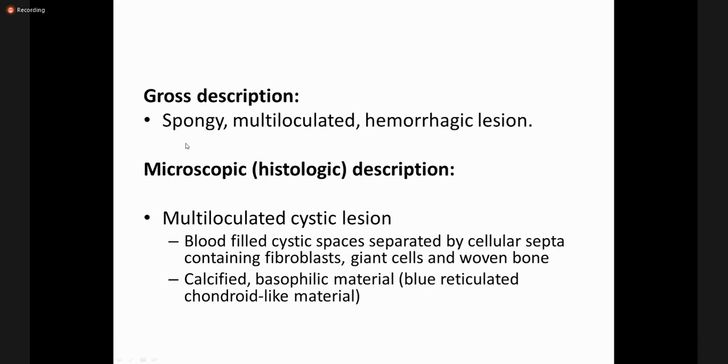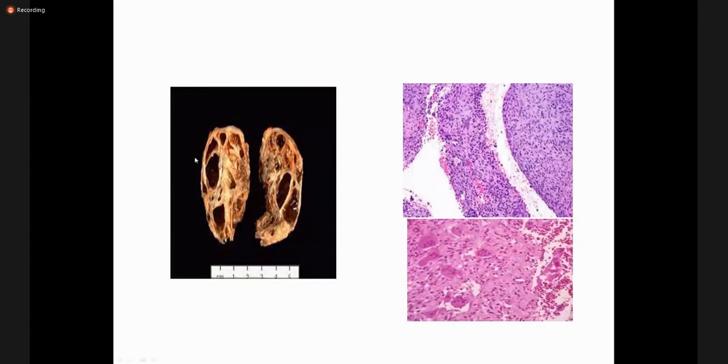On gross description, it is a spongy, multiloculated hemorrhagic lesion. On microscopy, there are blood-filled cystic spaces separated by fibroblasts, giant cells, and woven bone. There may be basophilic eosinophilic material or calcified material. Here you see the gross picture of the aneurysmal bone cyst. You see the multiple cysts filled with blood. And here you see the microscopy. These are the spindled stroma, and these are the blood-filled cystic spaces, which represent the aneurysmal bone cyst.